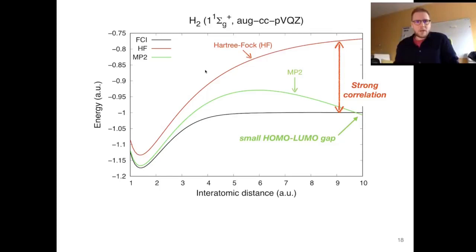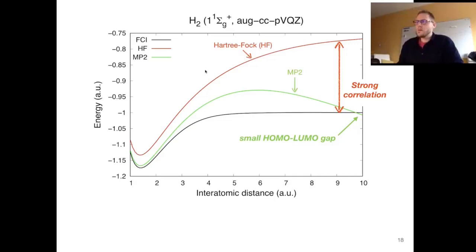So what you learn from this is that, for sure, Hartree Fock is not a good starting point in that story. So all these strategies that try to describe correlation starting from Hartree Fock are not necessarily good ones if your system is strongly correlated.